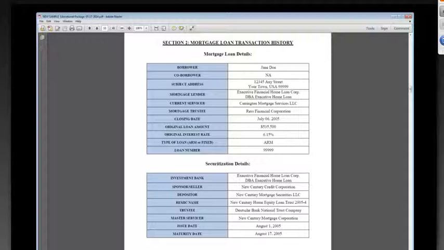Okay, so when we get into Section 2, again, we put information in here. We do a public record search, and I look at all the documents that have been filed into public record. Every single loan that I look at, I'm going to pull a public record.